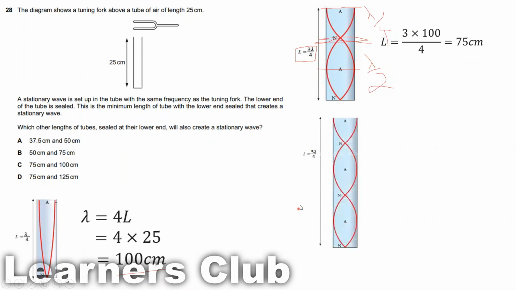The next possible diagram is another antinode added. So you can see this up to this, it's one complete oscillation, lambda, and node to antinode is lambda by 4. So lambda plus lambda by 4 will give 5 lambda by 4. In place of lambda, we have 100 centimeter. So 5 into 100 by 4, 125 centimeter. So we got 75 centimeter and also 125 centimeter. So clearly, our answer is D.